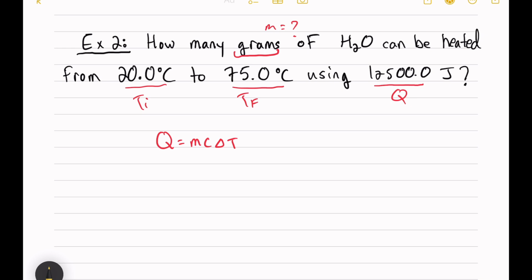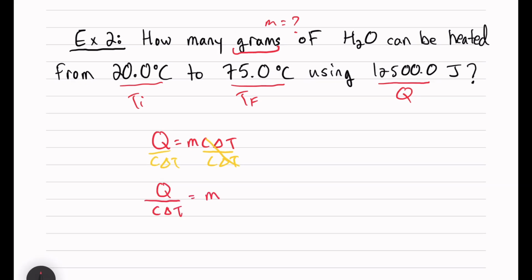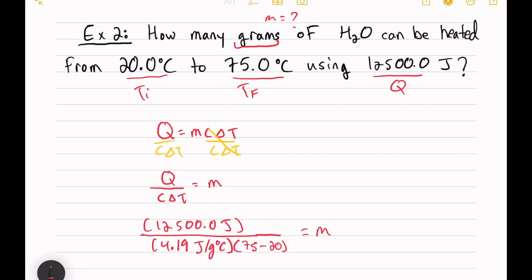Again, isolating for mass, we're going to divide both sides by C delta T. And that leaves us with Q over C delta T is equal to M. And now that we've isolated for M, we can just plug in the values that were given to us. Plugging in these values carefully, we then get a mass, if we comply with the significant digits, of 120 grams.